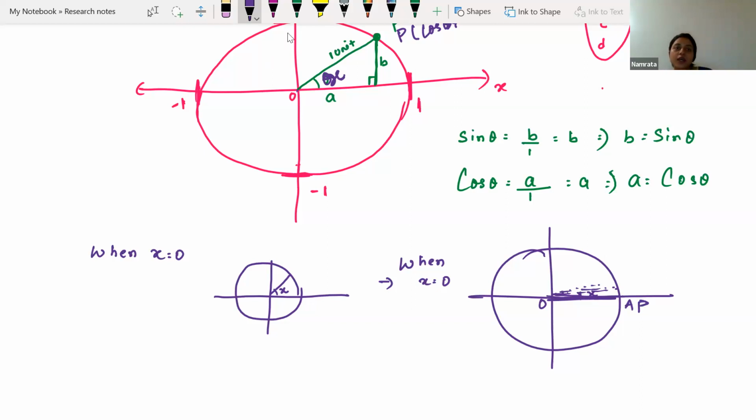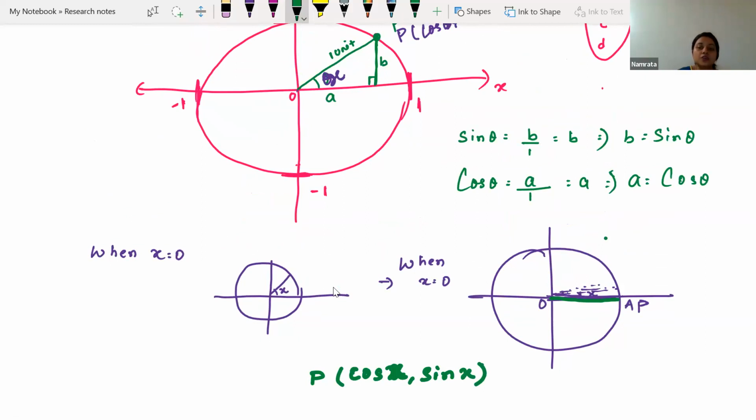Are you getting, Izan, what I'm trying to say? Izan, are you there? Yes, ma'am. Okay. So I want to say when X is 0, this OP will touch OA. And the coordinate of P, which was cos theta, sine theta, not theta, x: cos x, sine x.